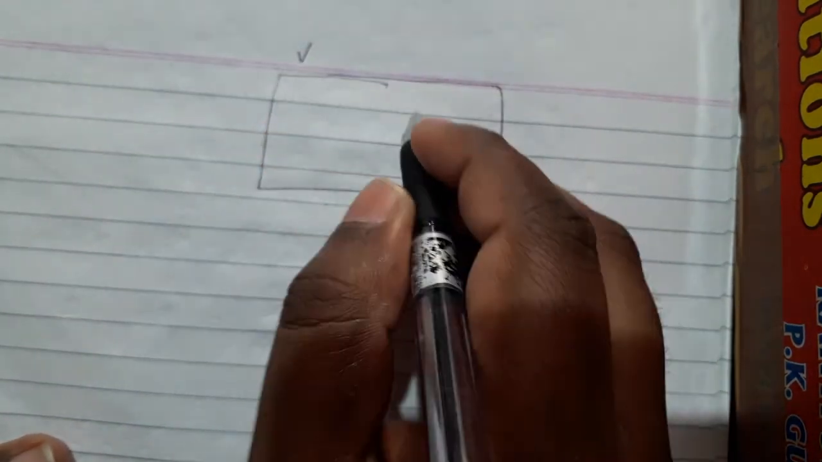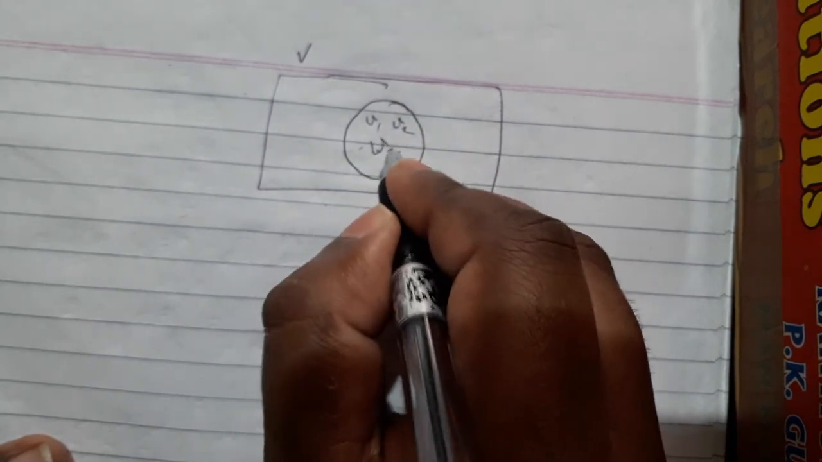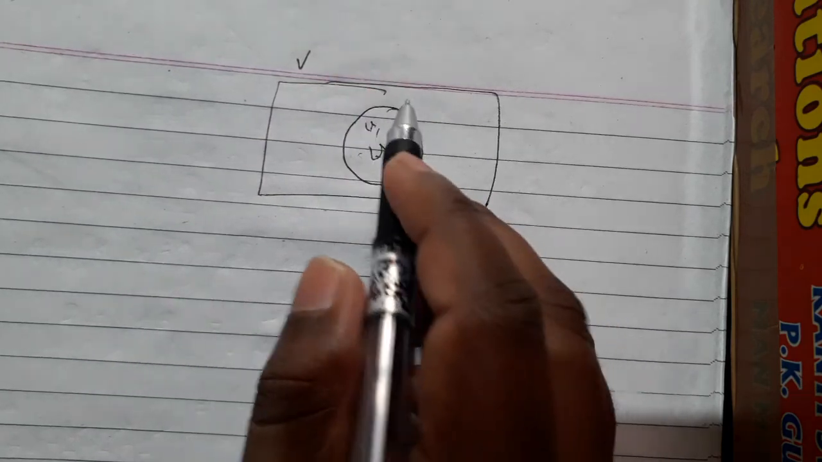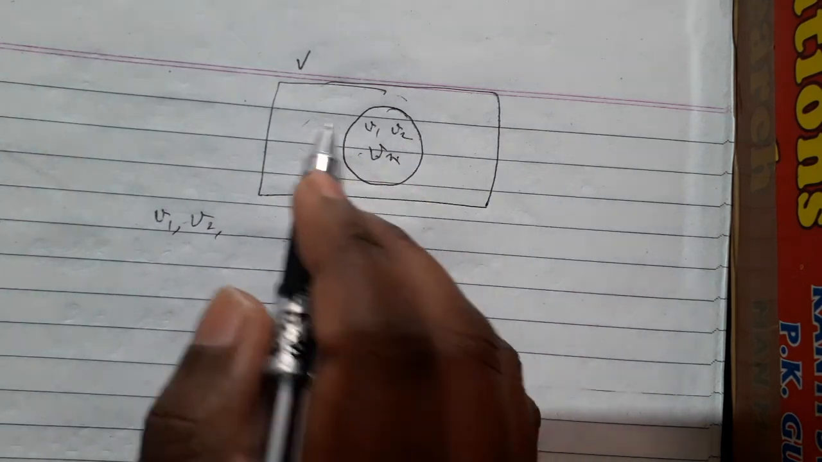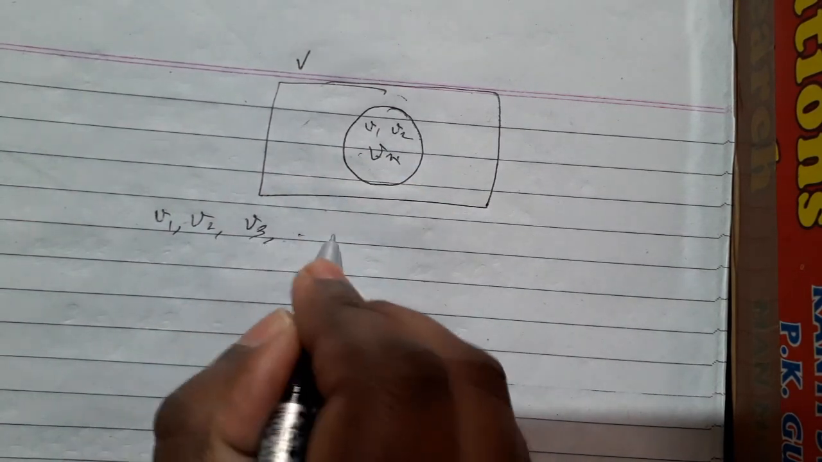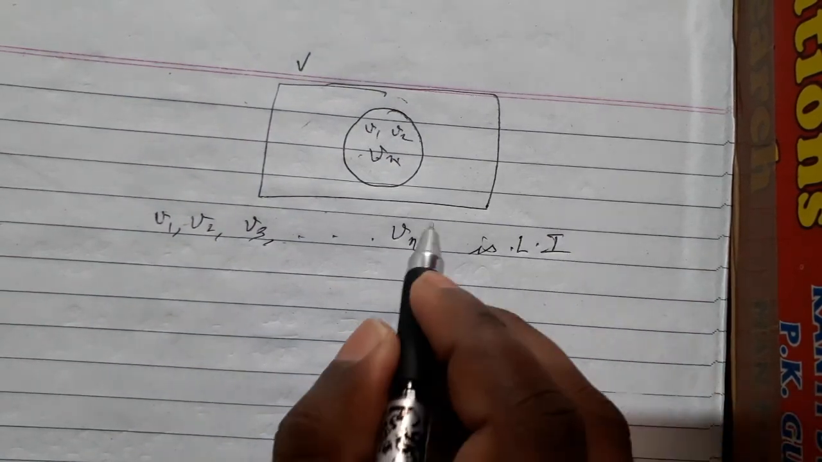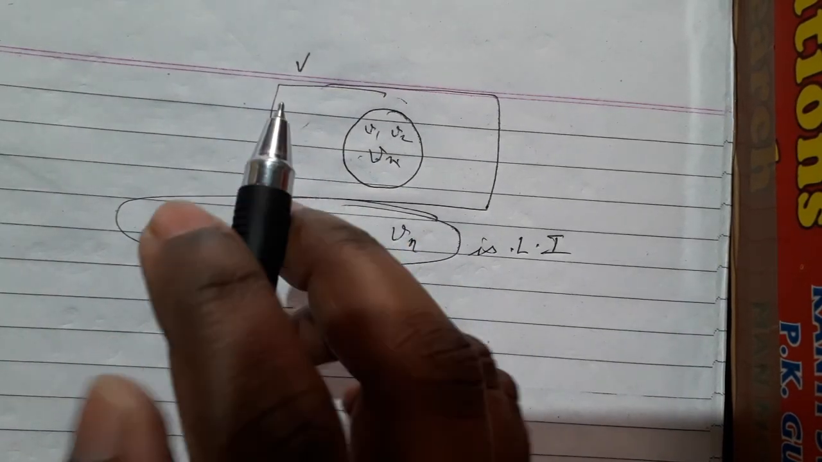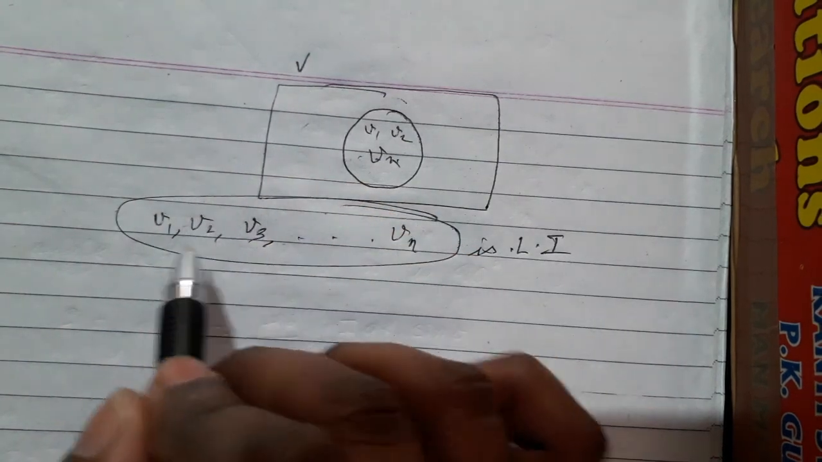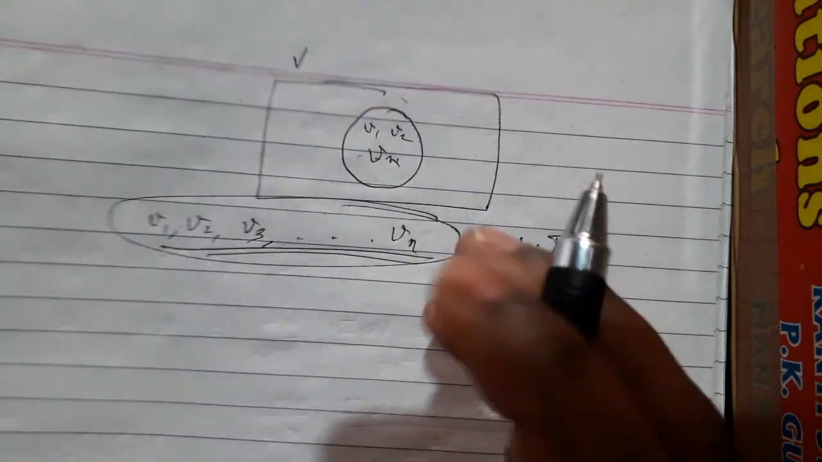The remark is like this. Suppose this is your vector space V. I can find one small set here, V1, V2, so on till Vn. We can collect those vectors from V. We can always find vectors from V which are linearly independent, and these vectors will be capable of spanning the whole vector space. So if we take any vector in V, it can be written as a linear combination of these. So that is the remark.